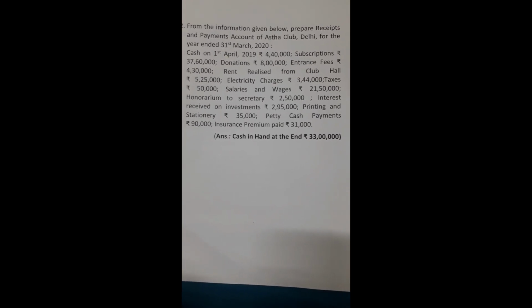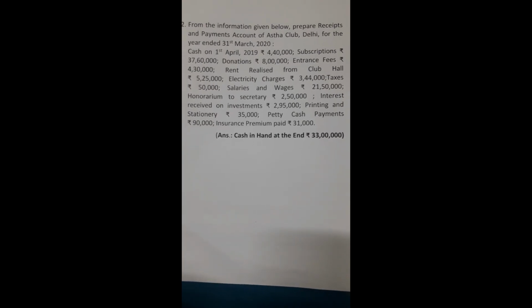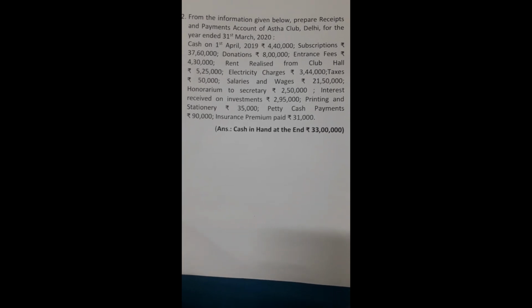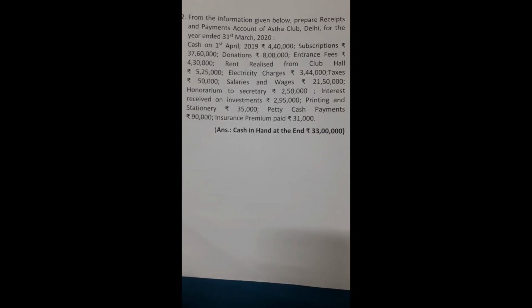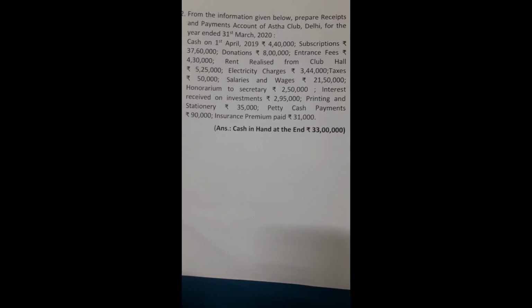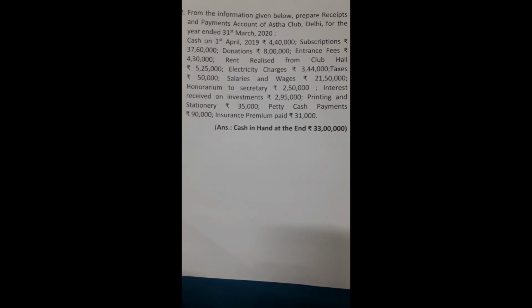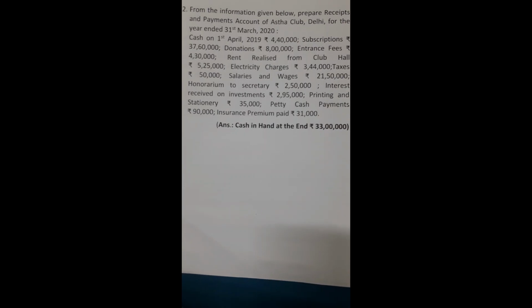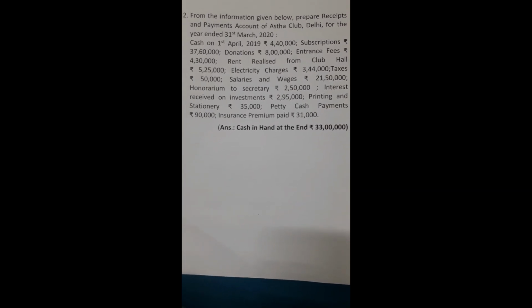Electricity charges 3 lakh 44,000 rupees. Taxes 50,000 rupees. Salaries and wages 21 lakh 50,000 rupees. Honorarium to secretary 2 lakh 50,000 rupees. Interest received on investments 2 lakh 95,000 rupees. Printing and stationery 35,000 rupees. Petty cash payments 90,000 rupees and insurance premium paid 31,000 rupees.